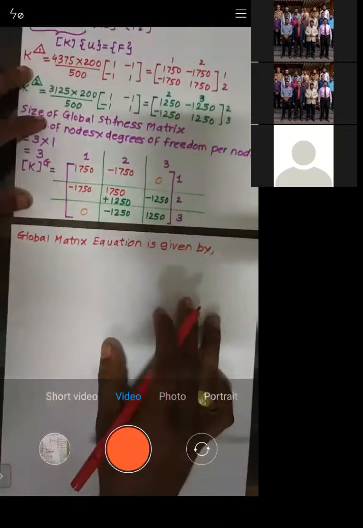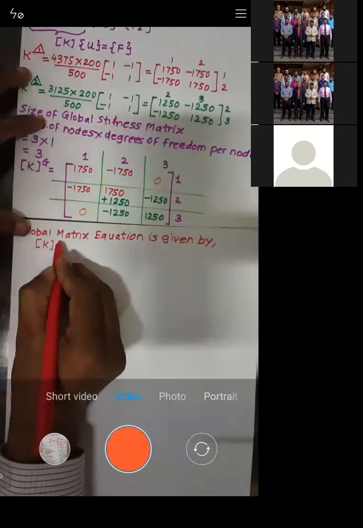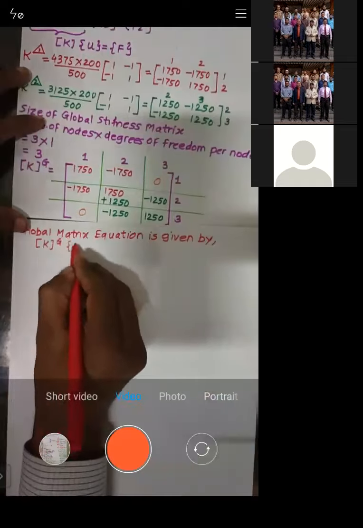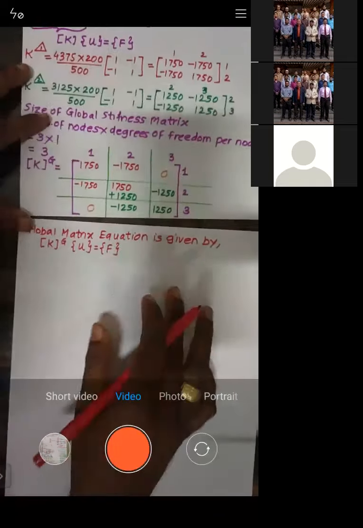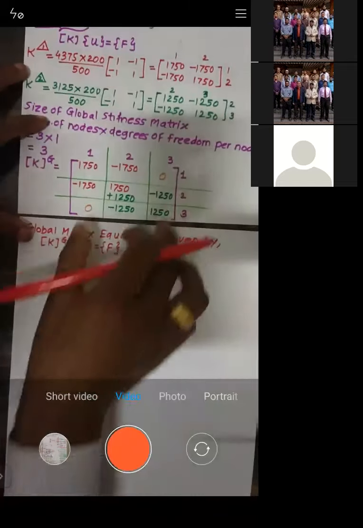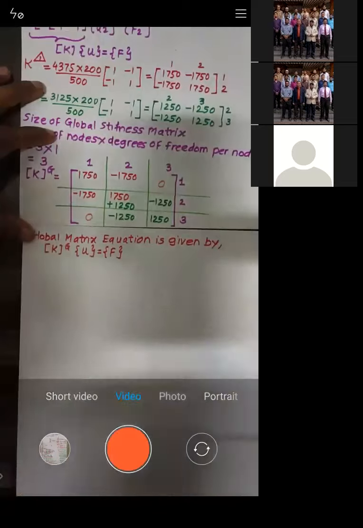Okay, global matrix equation is given by, see, this is a global stiffness matrix. When you multiply it by displacement, it will be given by force. Simple. Okay, so just write down this matrix. I'll just write down that matrix.